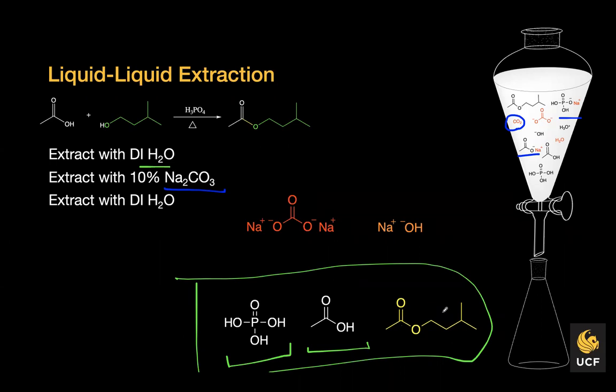The organic layer in this case might still have some phosphoric acid and some acetic acid. So we extract it, yes, yet once again with DI water. So what we're doing is multiple extractions to ensure that we don't have any remaining molecules in solution aside from the product of interest. So both water and sodium carbonate are extracting acetic acid and phosphoric acid into the aqueous solution. Does that help?